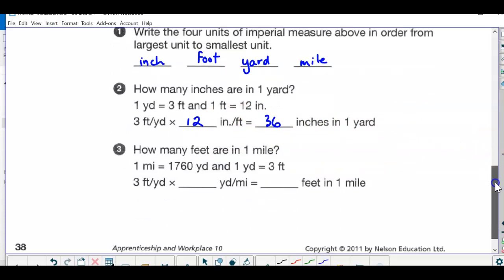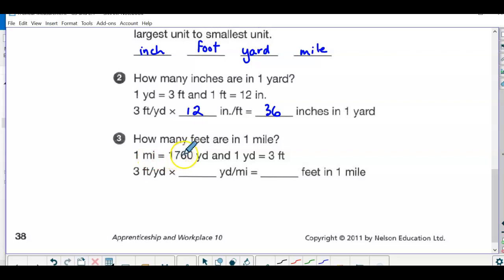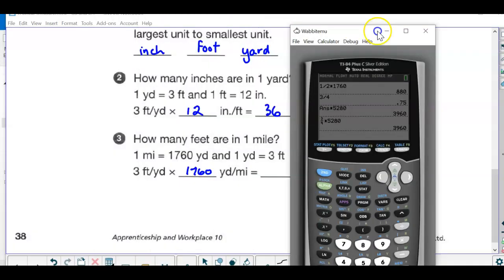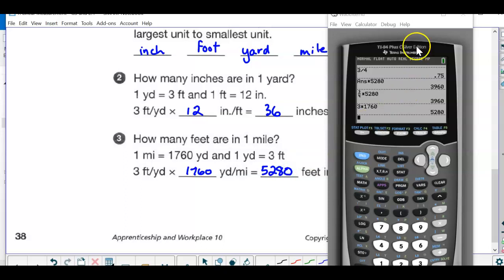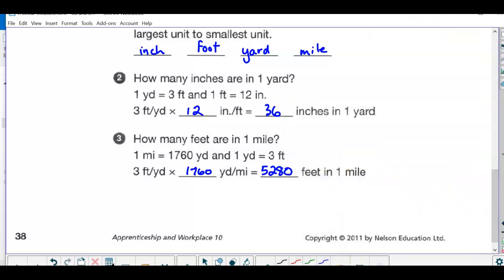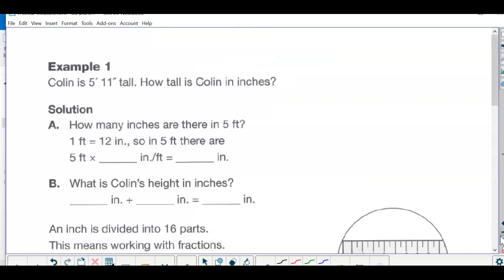How many feet are in a mile? Well, 1 mile is 1,760 yards, and each yard is 3 feet. So you just multiply 1,760 by 3. That one, you can get out your calculator if you need to. So 3 times 1,760 is 5,280. Okay, and that's a conversion. Those conversions you'll see quite regularly.